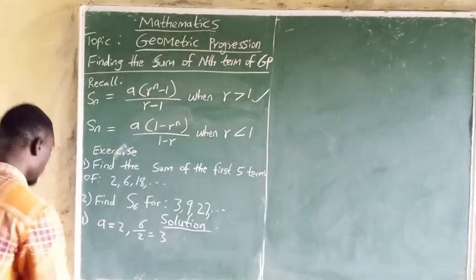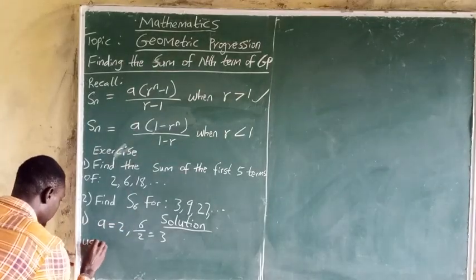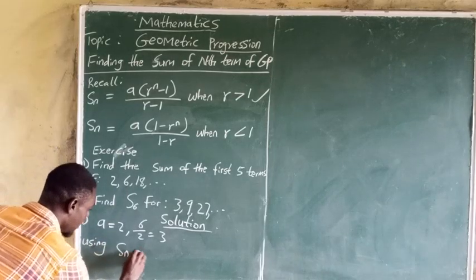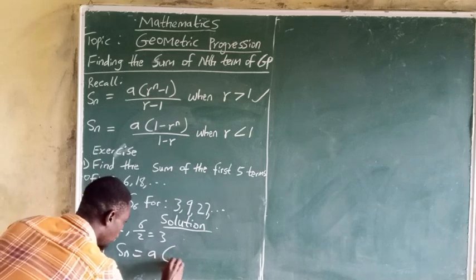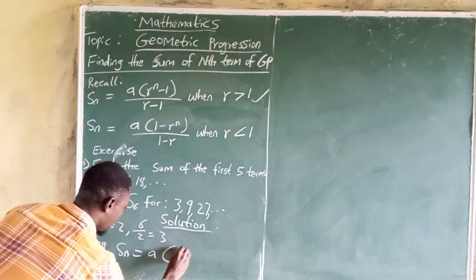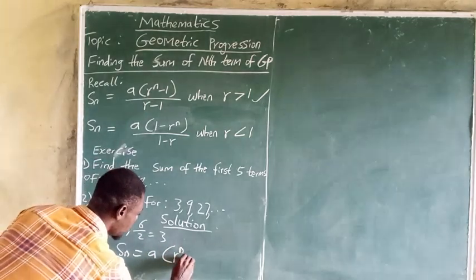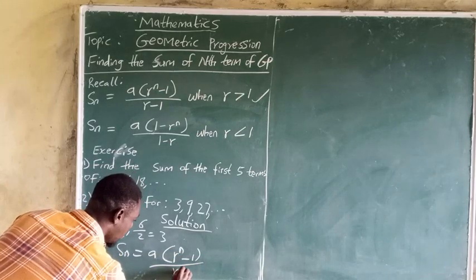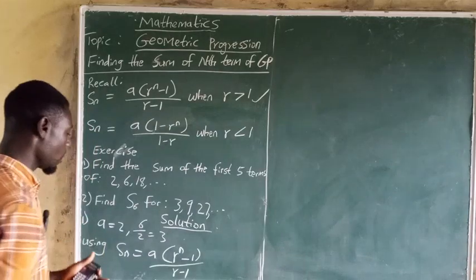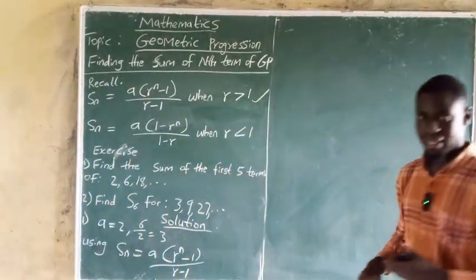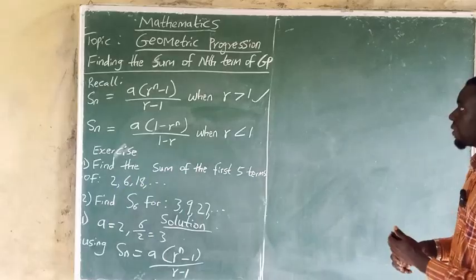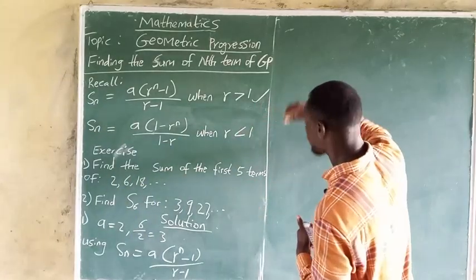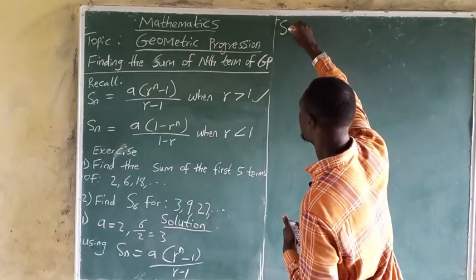So now let's substitute. We are going to say, using S of n is equal to A, bracket open, R raised to the power of n minus 1, all divided by R minus 1. Since we have gotten our first term and we have gotten our R, we say this.